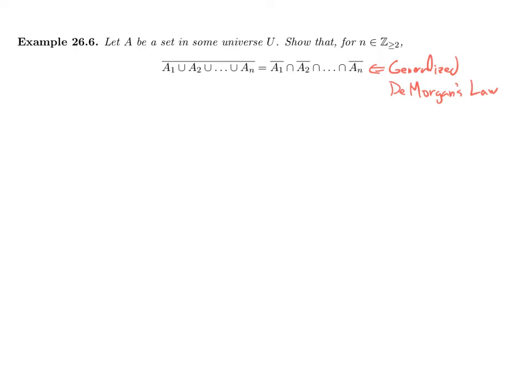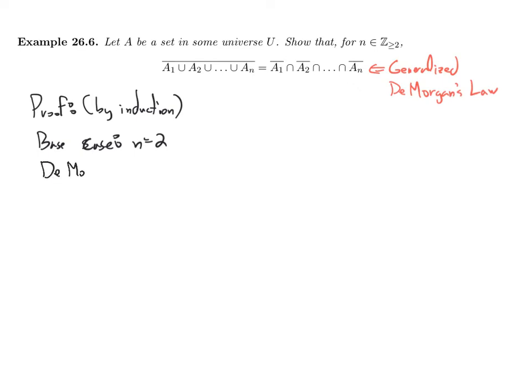Okay, so let's do our base case first. So proof, this is by induction. In fact, I'm not even going to do it. We already did it in a previous video. So our base case is when n equals 2, and this is just De Morgan's law.